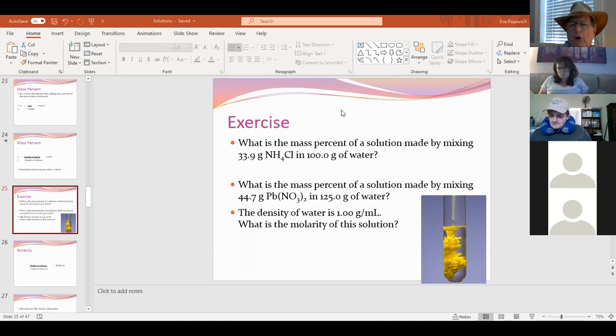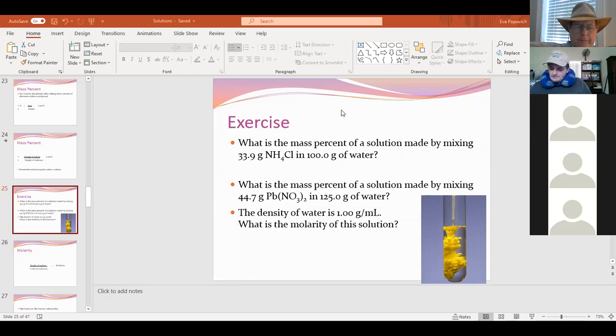You have 44.7 grams of lead nitrate that is placed in 125 grams of water. What is my mass percent, or tell me how to solve for it? What's my part? Wait, guys. Mass percents are nothing more than part divided by whole.